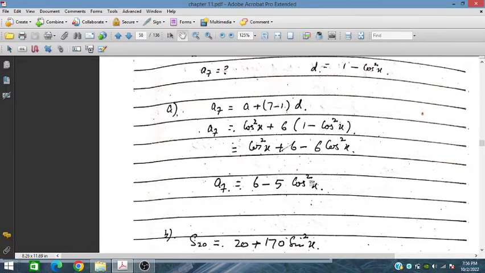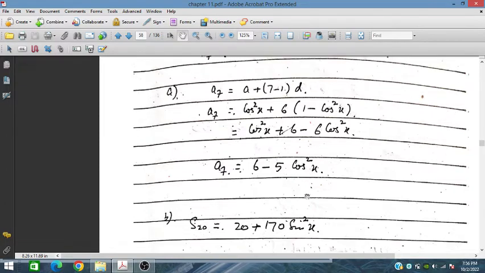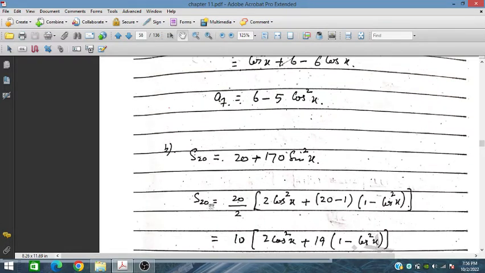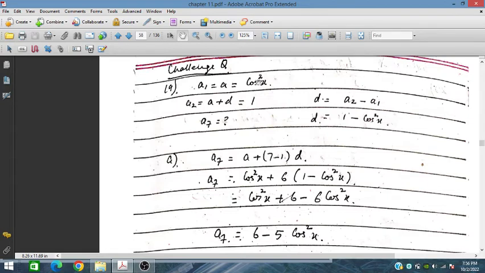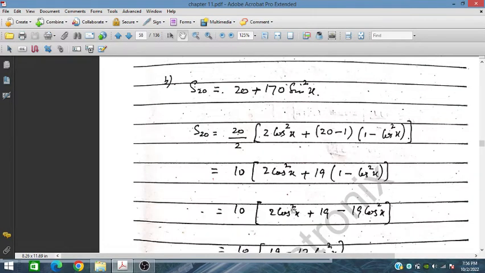The seventh term is given as 6 minus 5 cos square x, which is in the form of cos x. So the sum of the 20 terms is given as this. We have to show that the sum of the first 20 terms is 20 plus 170 sine square x. So S20 is given as n is 20 by 2. Here we have the first term cos square x multiplied by 2 because it is 2a, plus 20 minus 1, and this is d.